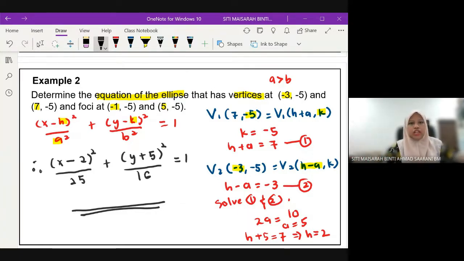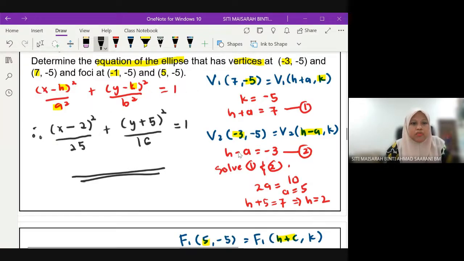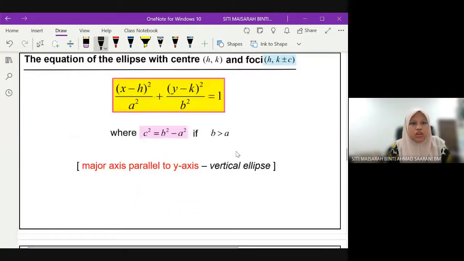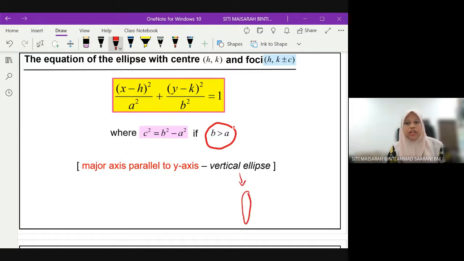Okay, so then kita move kepada equation of ellipse with center (h, k) and foci (h, k) plus minus c. Yang ni dia berubah dekat y. So kalau dia berubah dekat y, this is actually involving b more than a. So major axis parallel to y-axis, which is vertical ellipse. Vertical ellipse dia bentuk dia macam ni lah. Okay, dia menegak. So dia punya equation dia sama je.